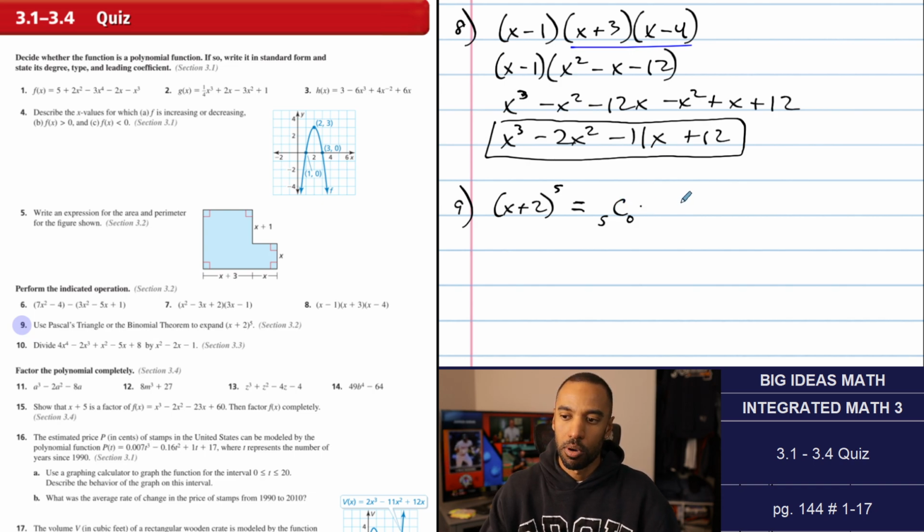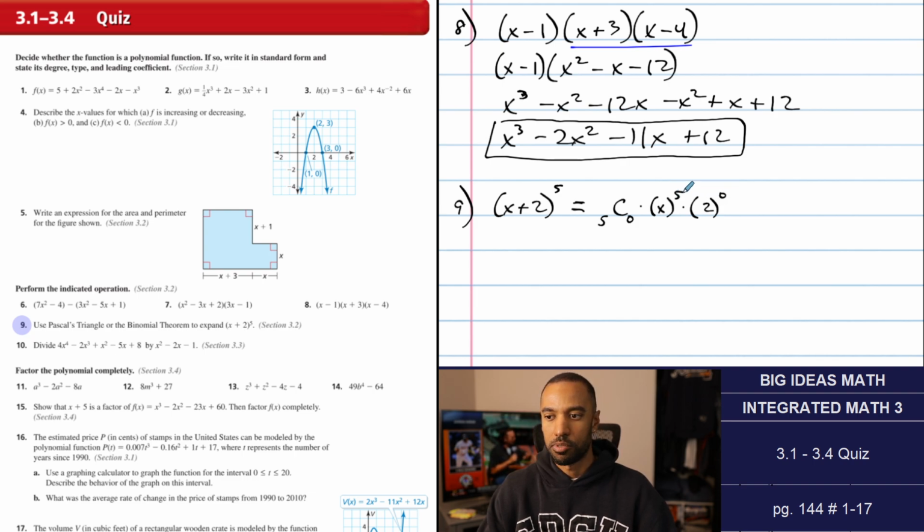5 choose 0 is going to multiply by the first term raised to the 5th power times the second term raised to the 0 power. Now, these numbers should always add up to 5. On the next term, this is going to go down by 1 and this is going to go up by 1. So plus, let me write it vertically for now, plus 5 choose 1 times x raised to the 4th power and 2 raised to the 1st power.